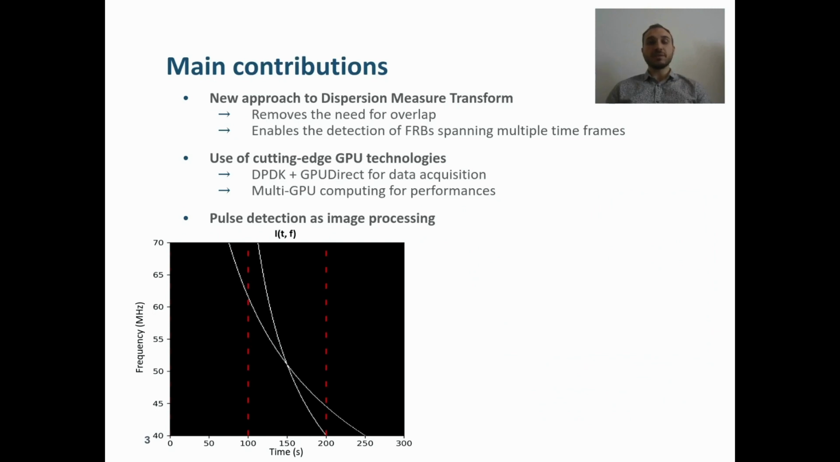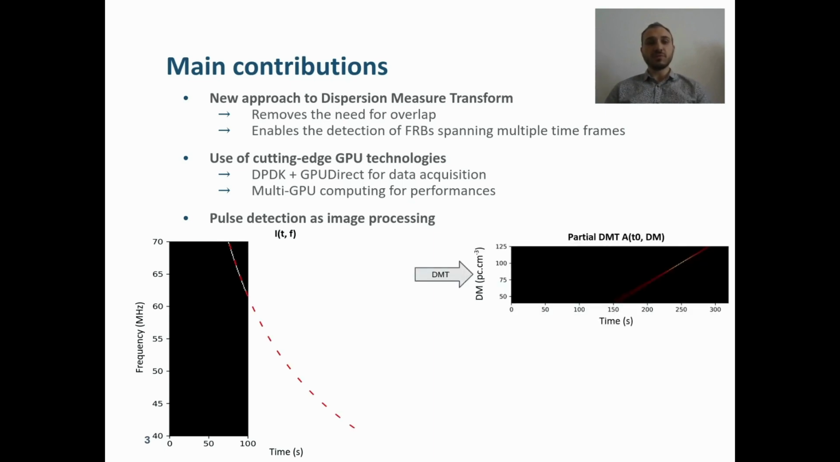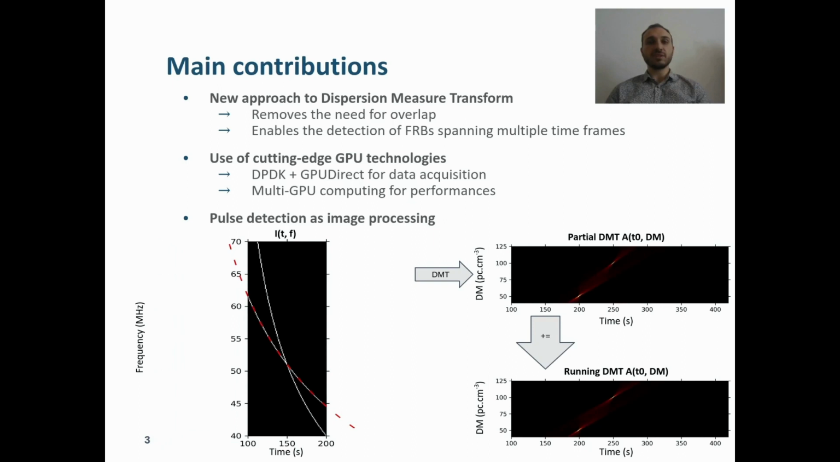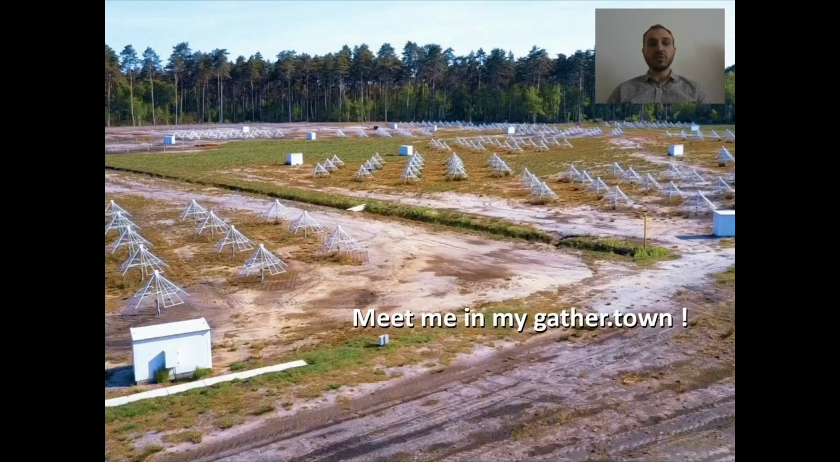Apart from the pipeline itself, here are the main contributions. So we have a new approach, illustrated by the animation below, to the dispersion measure transform, coming on top of existing implementations such as brute force DMT or fast DMT. We also use GPU Direct for data acquisition and a new image processing approach to pulse detection that we find promising. So if you have any question, feel free to join my gather.town.